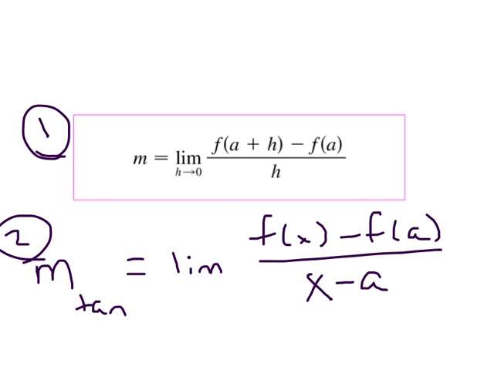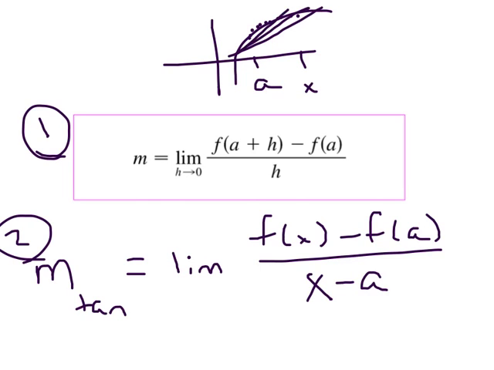And if you remember on that particular picture, it was as x was getting closer and closer to a, correct? That's how the secant lines became closer and closer to being the tangent lines. So as x approaches a.